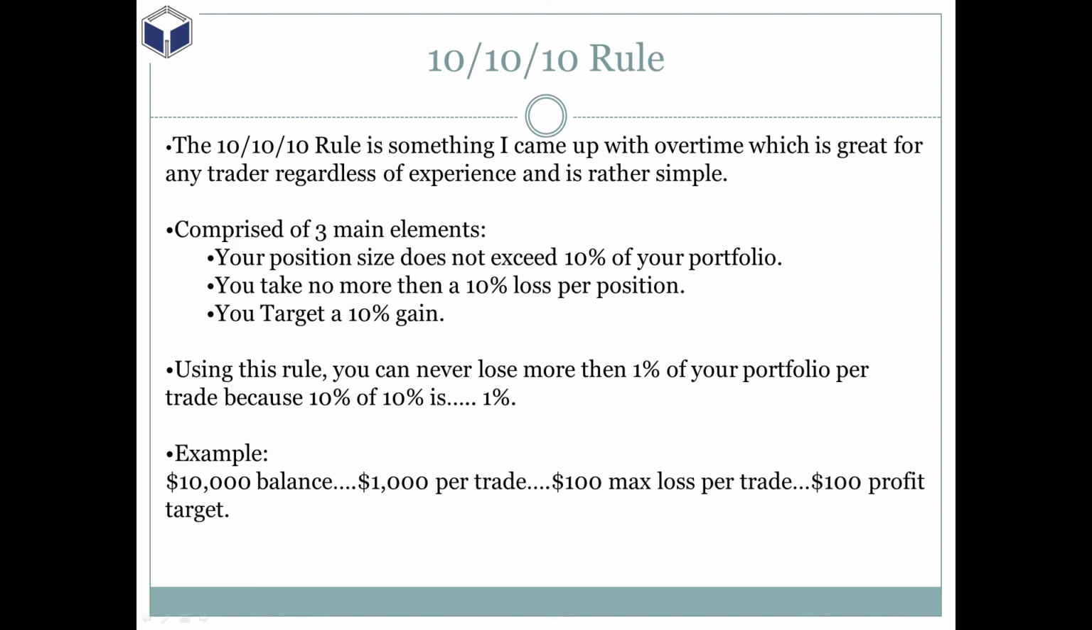Using this rule, you can never lose more than 1%. Like I said, it's a great tool to have in your pocket, whether you want to use it or not. In this example, with our $10,000 balance and $1,000 per trade, you would either make $100 or lose $100, which brings us back to that one-to-one risk example, where if you had 65% accuracy in your strategy, you would come out on top. Now, depending on your account size, numbers may vary, right?